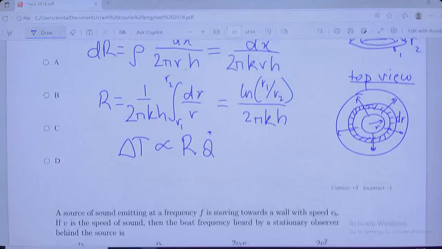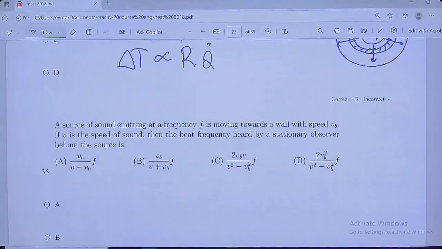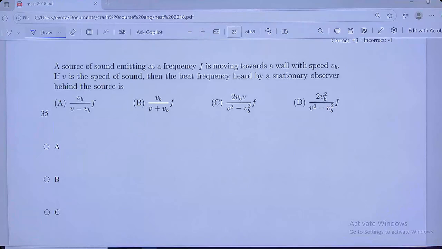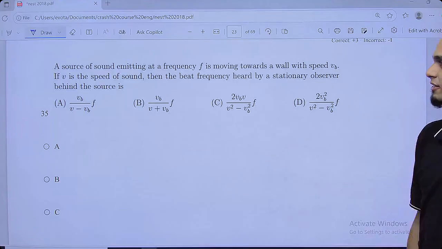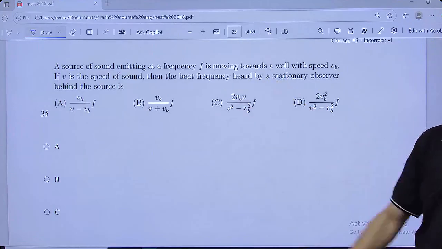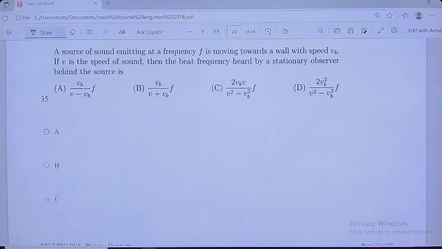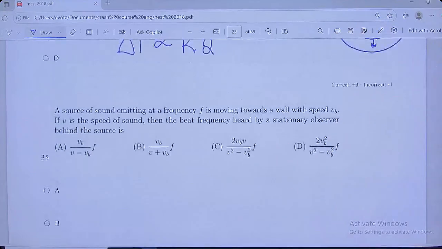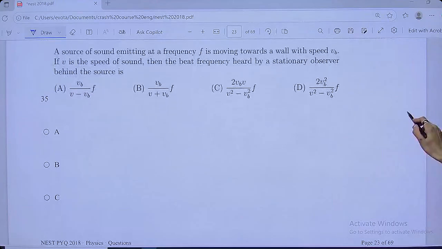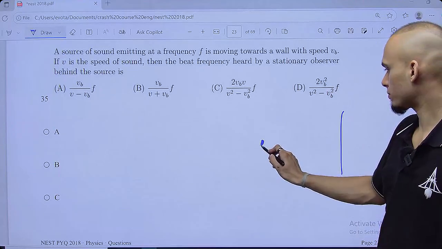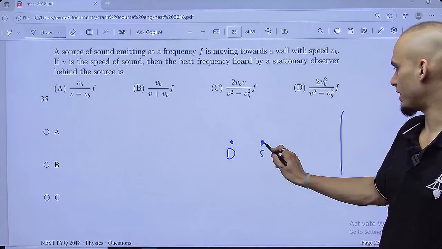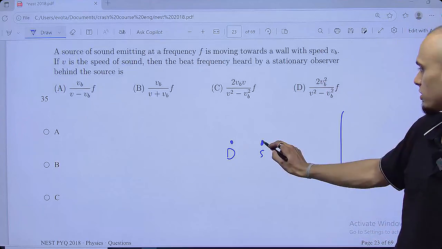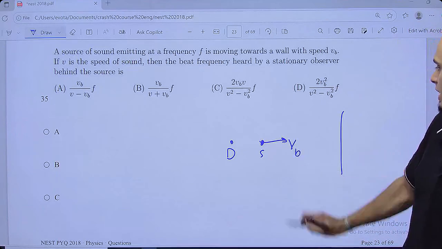In this question, we have a source which is emitting a basic frequency of f. If it moves towards a wall with some speed vb, then a stationary observer behind the source will hear some beat frequency. What is that? We need to calculate. Again, a system like this: if we consider this to be a wall which reflects sound, this is a source moving away from a detector, towards a wall with some velocity vb, let's say.